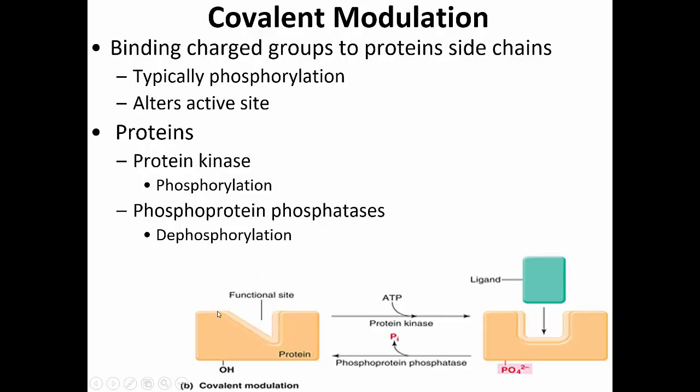We see that occurring in the diagram in the lower portion of our slide. We see a non-phosphorylated protein on the left-hand side. We see a protein kinase adding a phosphate. We see a change in the functional site as a result of that addition that enables the ligand to bind to the functional site. And then we see a phosphoprotein phosphatase removing that phosphate and allowing the protein to return to its original conformation. This is a very common method of protein regulation within physiology.